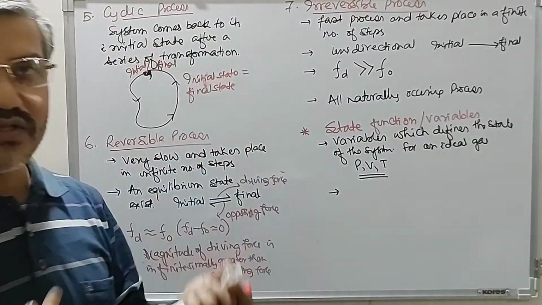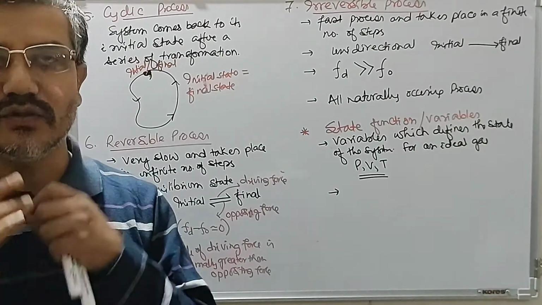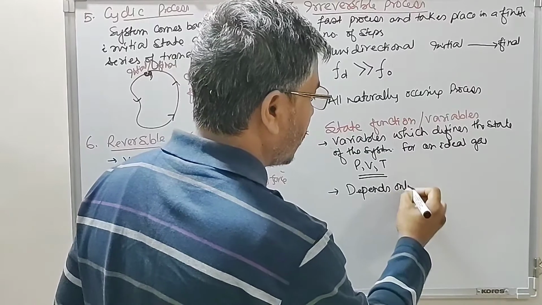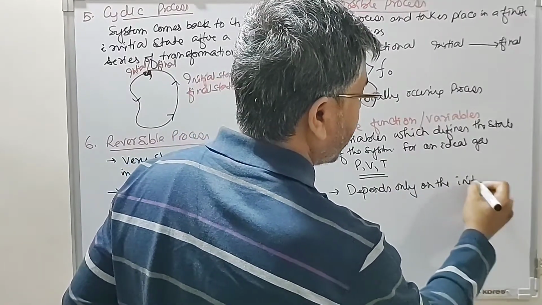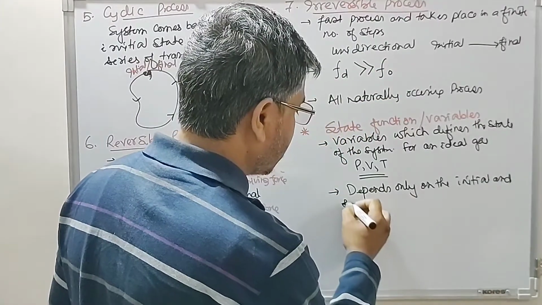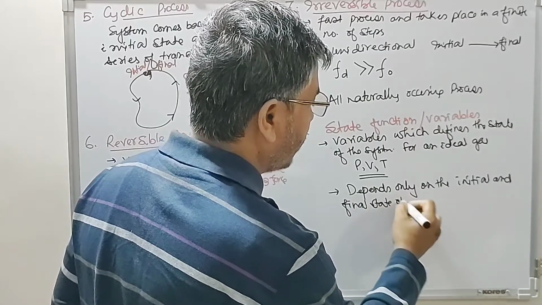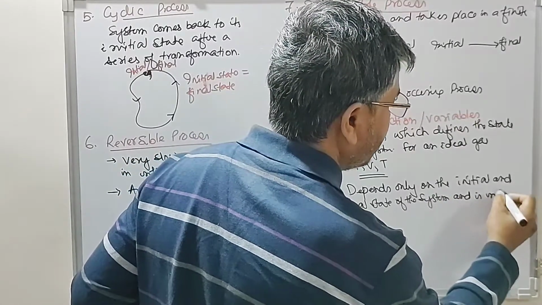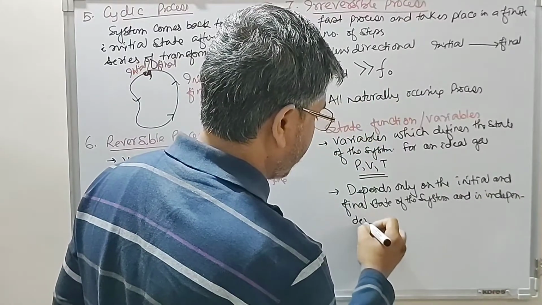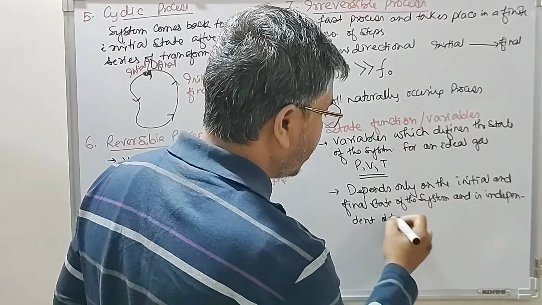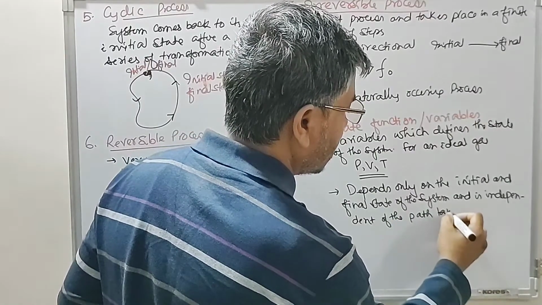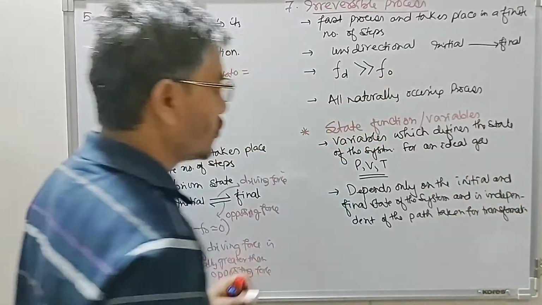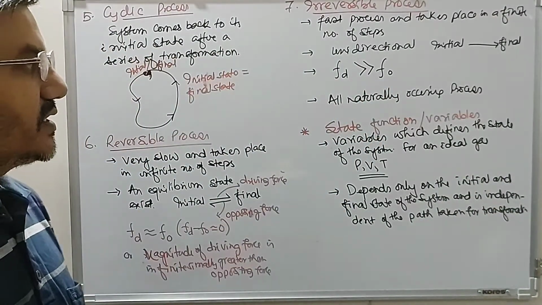State functions depend only on the initial state and the final state, and are independent of the path taken for the transformation. They depend only on the initial and the final state of the system and are independent of the path taken for transformation. So those are known as state functions or state variables.